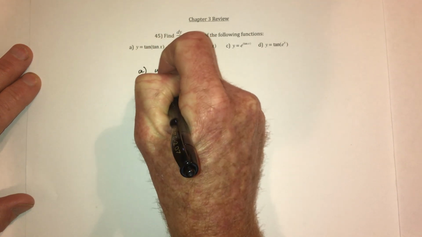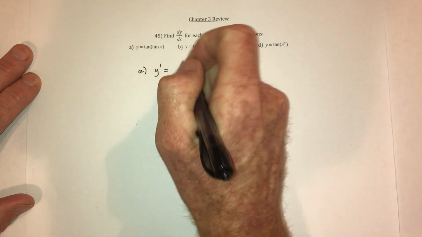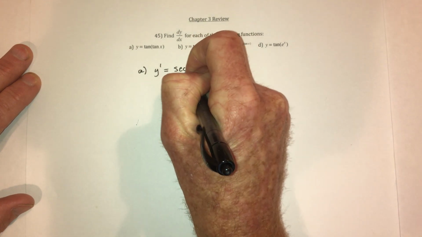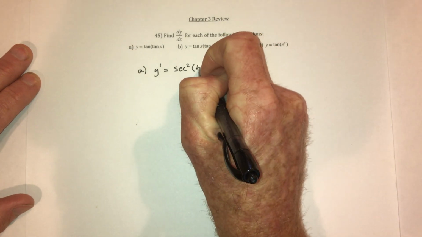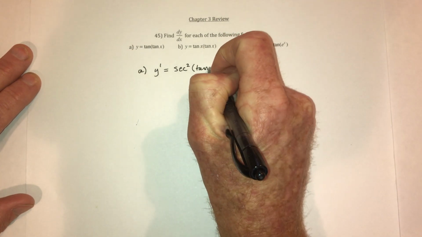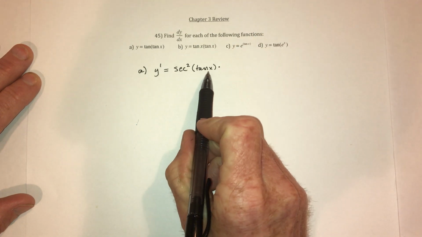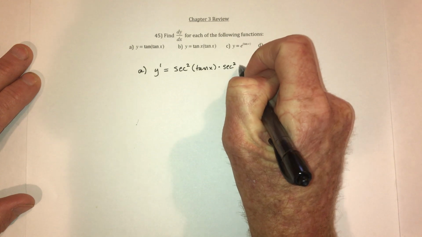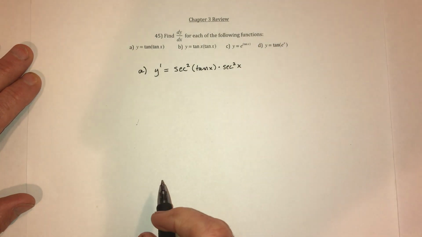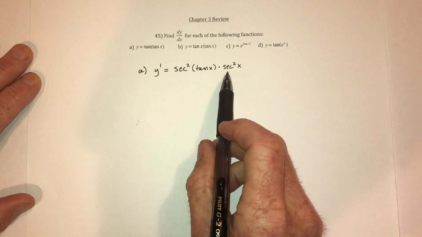So for part A, the derivative will equal, the derivative of tangent is secant squared. And then what's inside the parentheses just stays there. And now do the chain rule. Now the derivative of this tangent is secant squared of x. That is part A. It can't be simplified. Just leave it like that. That one's done.